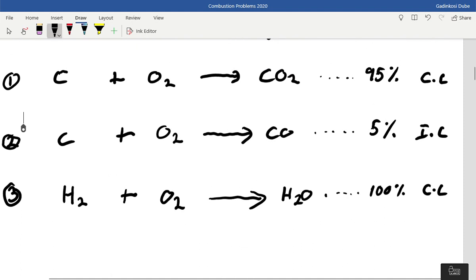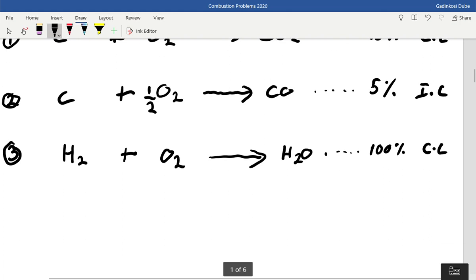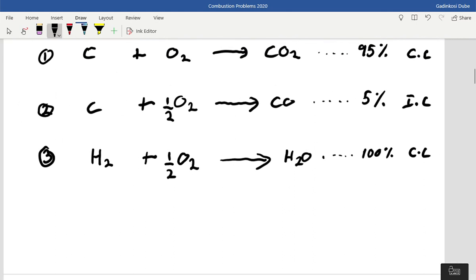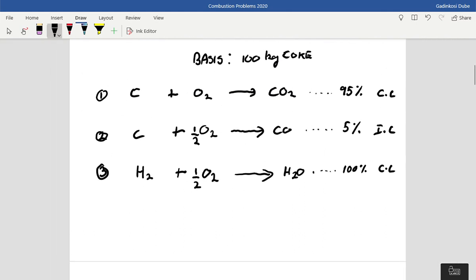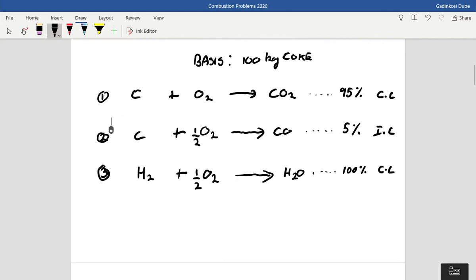The first one is balanced, that's fine, but the second one, you can place a half there to balance it, and the third one as well, half. Then those equations are now balanced. So this is how we start.